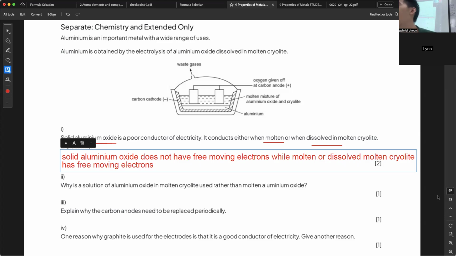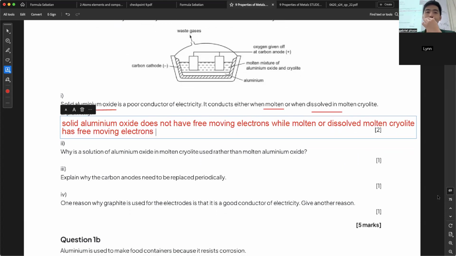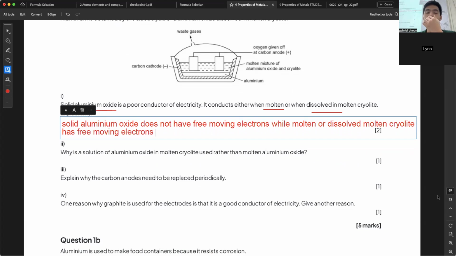Same, I just told you, right? Ion. What? Ionic bonding? Outside is an ionic bond, only in molten. Yeah, but your keyword is because of free moving electrons. Doesn't matter. I tell you already, don't care about the marks, write what you know. The free moving electrons: one has free moving electrons, the other one does not.